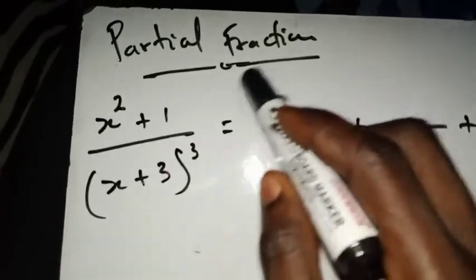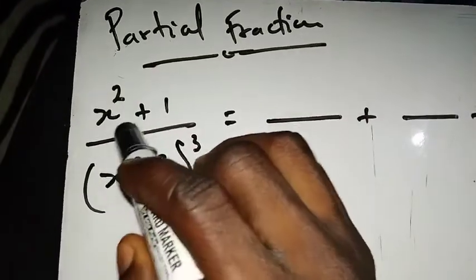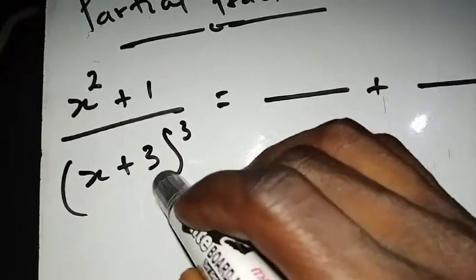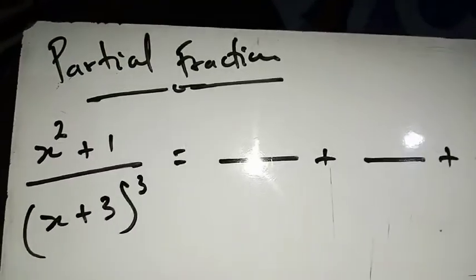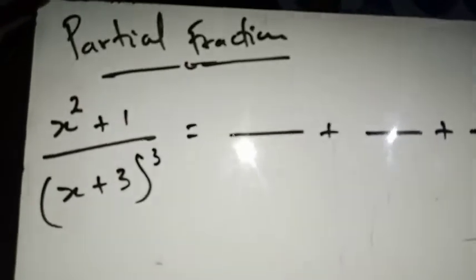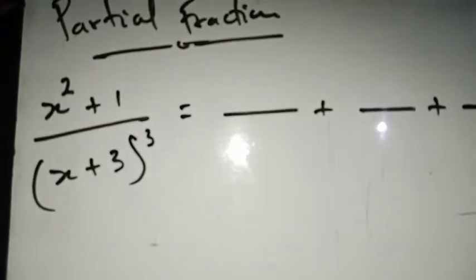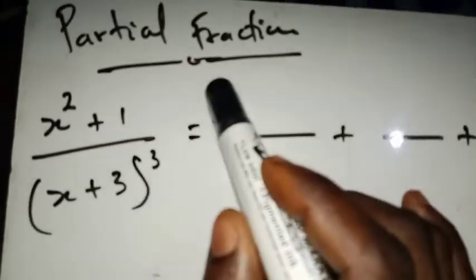We want to resolve this question here. That was (s² + 1) over (s + 3) all in bracket raised to the power 3, into partial fractions, right? So that is the most important thing. Now, how do we resolve that into partial fractions?